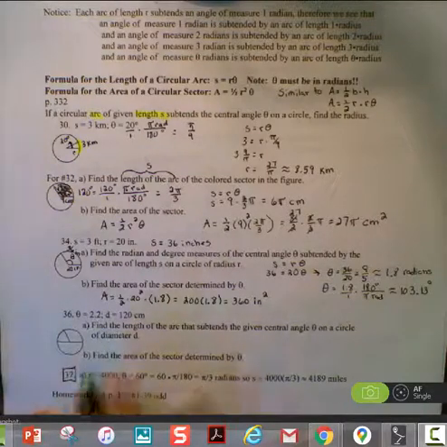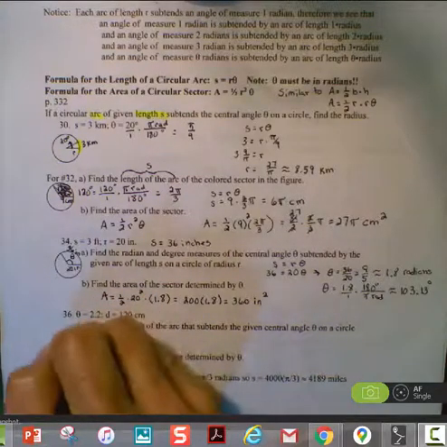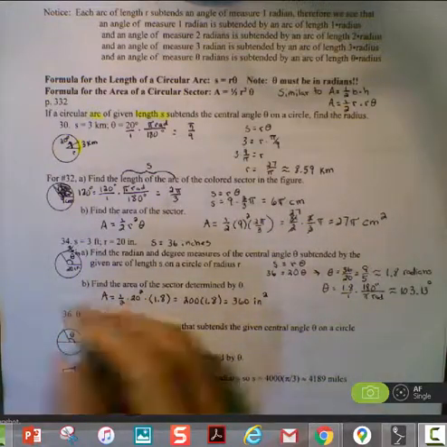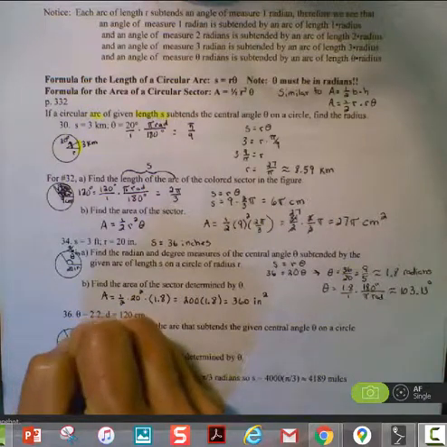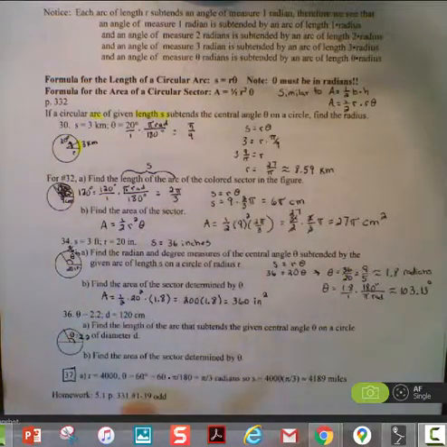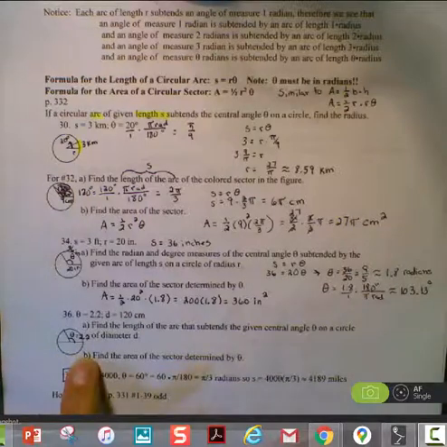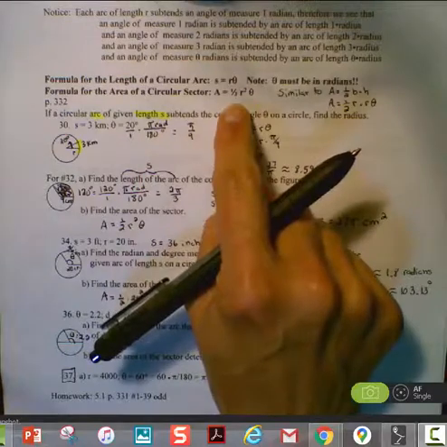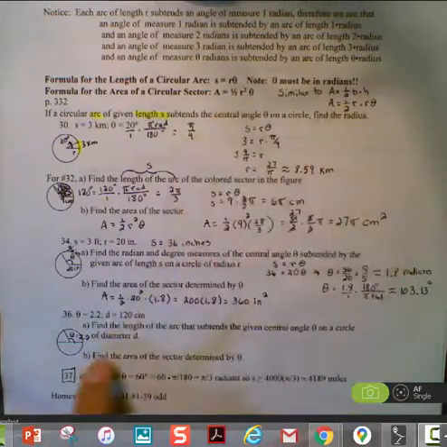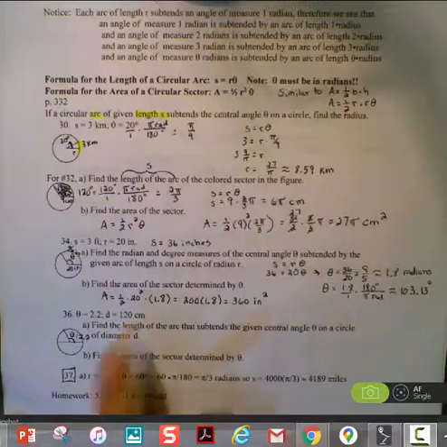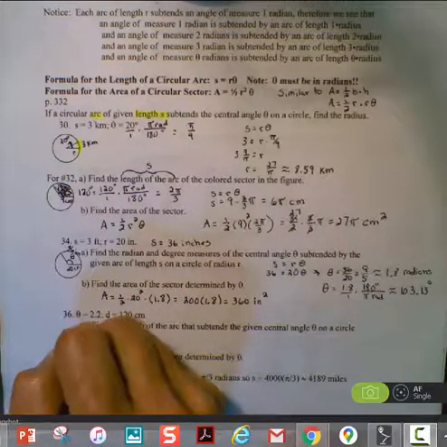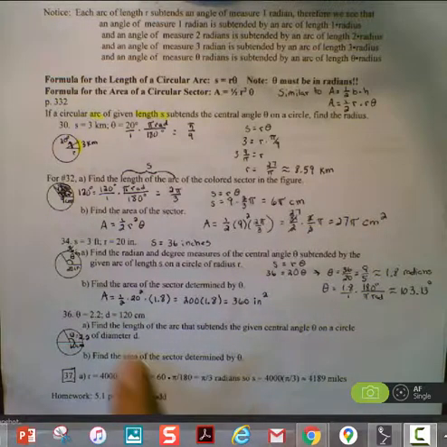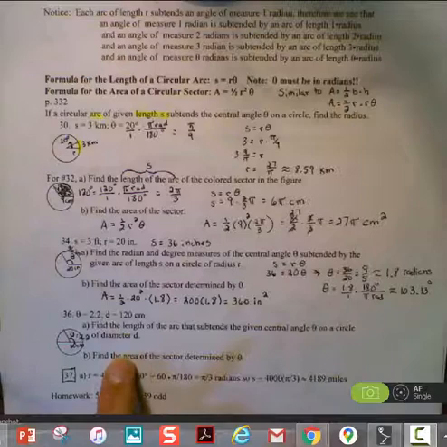Number 36, we're given some angle theta, that's 2.2, and that has to be in radians. And we're given the diameter of this circle is 120 centimeters. Well, neither one of these formulas uses diameter. They both use radius. So if I'm given a diameter of 120 centimeters, I'm going to say the radius is half of that, or 60 centimeters. I think that's the only thing that you have to be careful of in that problem.